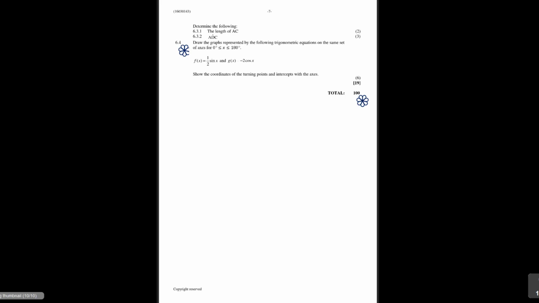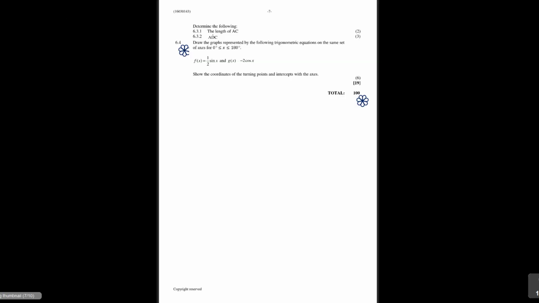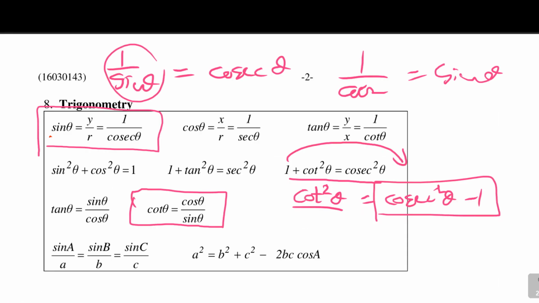Look at this. We have it already. This is cosec squared x minus 1, and cosec squared x minus 1 is equal to cot squared x. You see, from that identity, there it is, like cot squared theta. Manipulating these formulas. Yes, you have to be comfortable with the formulas, but you have to see.